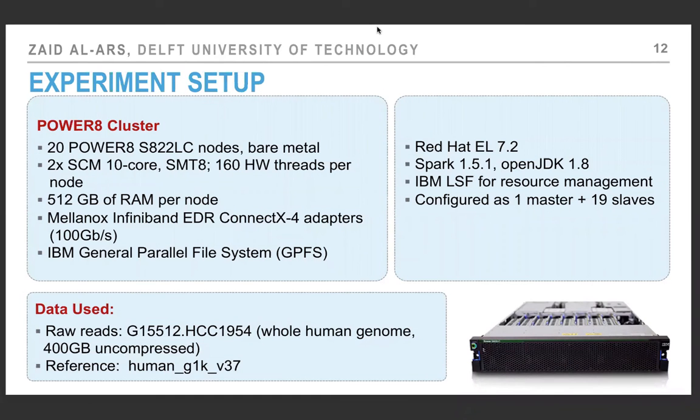In order to measure the efficiency of our pipeline and the scalability potential, we ran a number of experiments. Our experimental setup consists of 20 POWER8 compute nodes, each containing 2 processors, each with 10 cores, capable of running up to 160 hardware threads per node. Each node contains 512 gigabytes of memory, and the nodes are connected using InfiniBand interconnects.